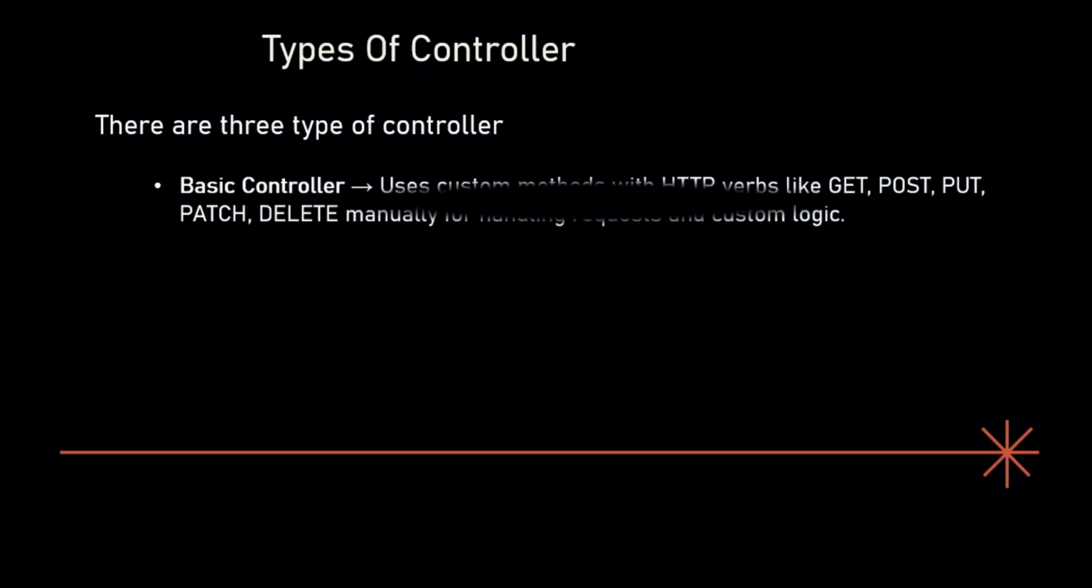In Laravel, there are mainly three types of controllers: basic controllers, resource controllers, and API controllers. The first type is the basic controller. In a basic controller, you manually create all the methods you need, such as index, create, store, edit, update, delete, search, or any custom function according to your project requirements.